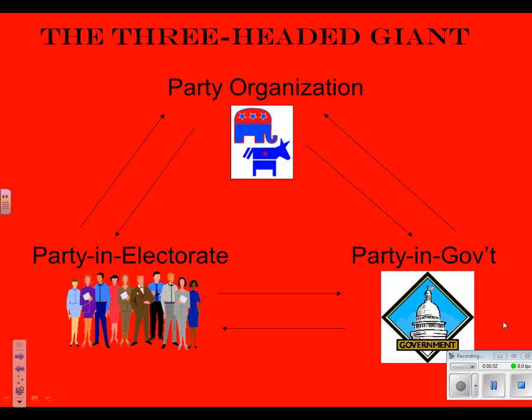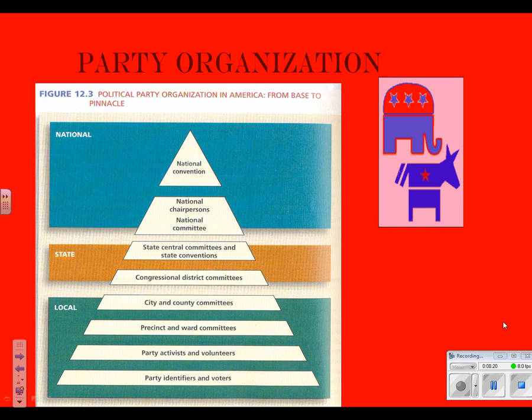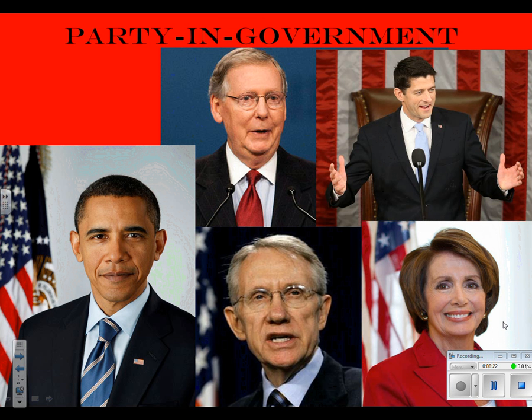So the party in the electorate, of course, is doing the voting. And who are they voting for? Well, they're voting for candidates, right? And so those candidates go on to become the party in government. And I think I'm going out of order at this point, but that's okay. I'll just come back. So here's a look at our party in government.